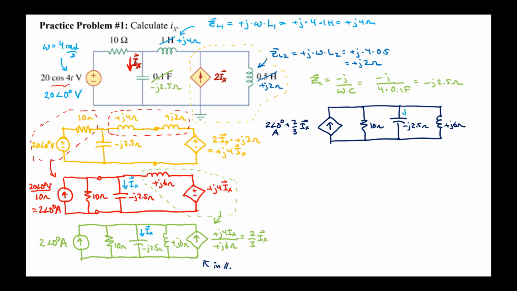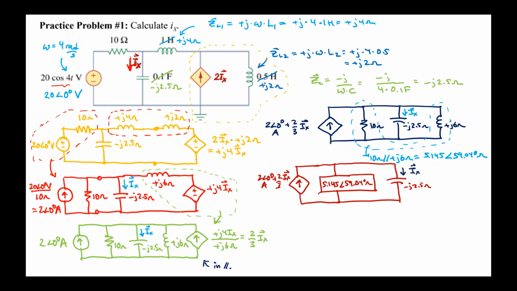Remember that I'm still searching for Ix, which is the current through the minus j2.5 ohm capacitor. I can further simplify the problem by making the parallel combination of the 10 ohm and the j6. Notice that I don't include the minus j2.5 ohm in this because I don't want to touch what the dependent source depends upon. Doing 10 ohms in parallel with plus j6 ohms correctly yields 5.145 angle 59.04 degrees ohms. The resulting circuit would look like so.